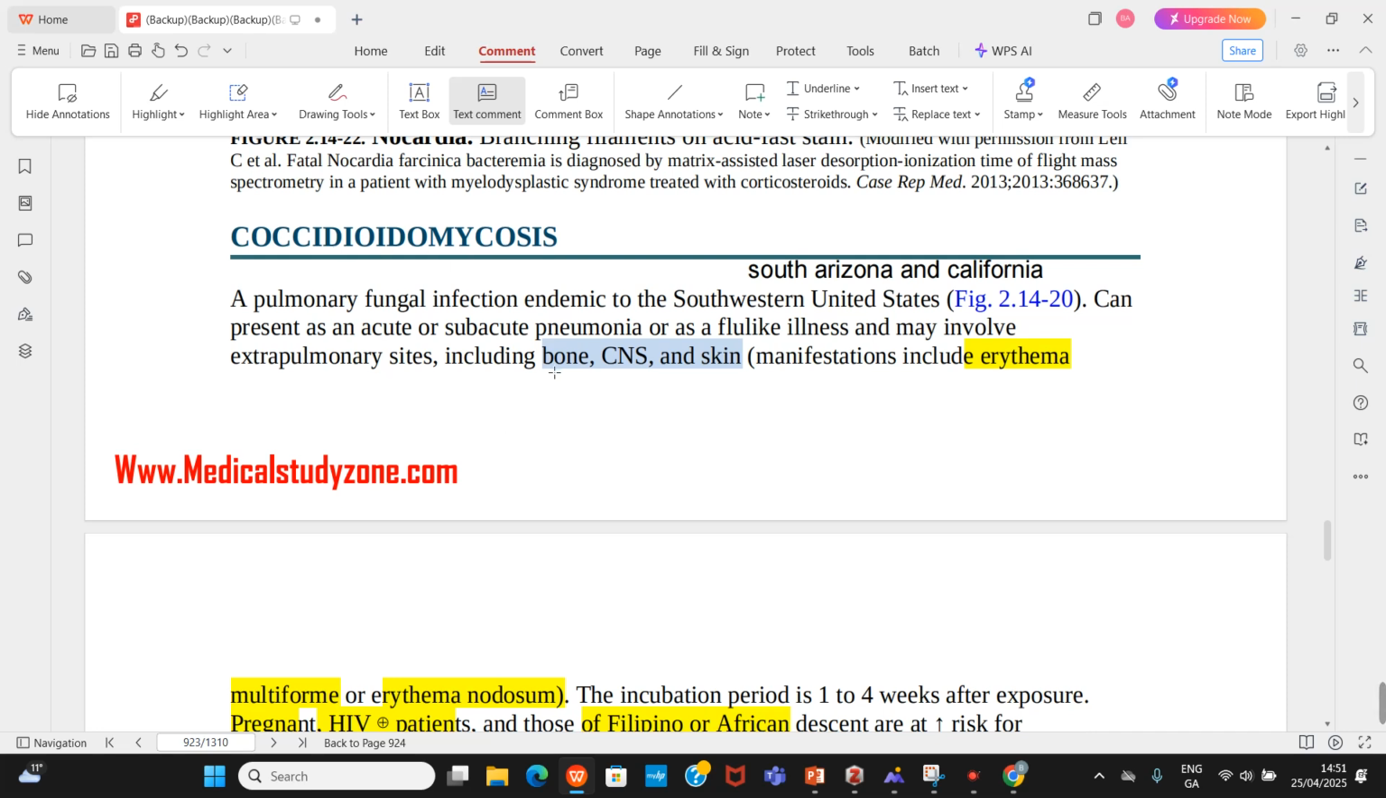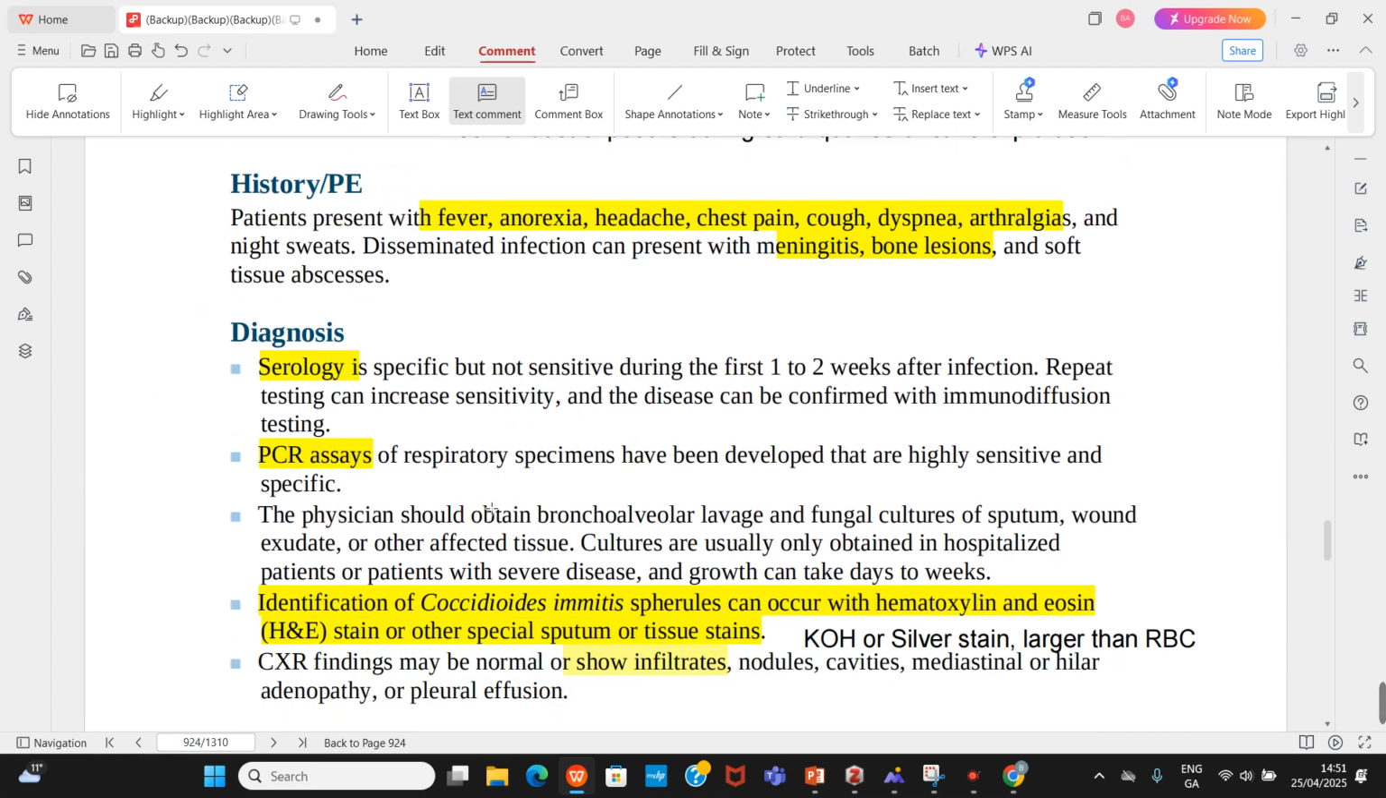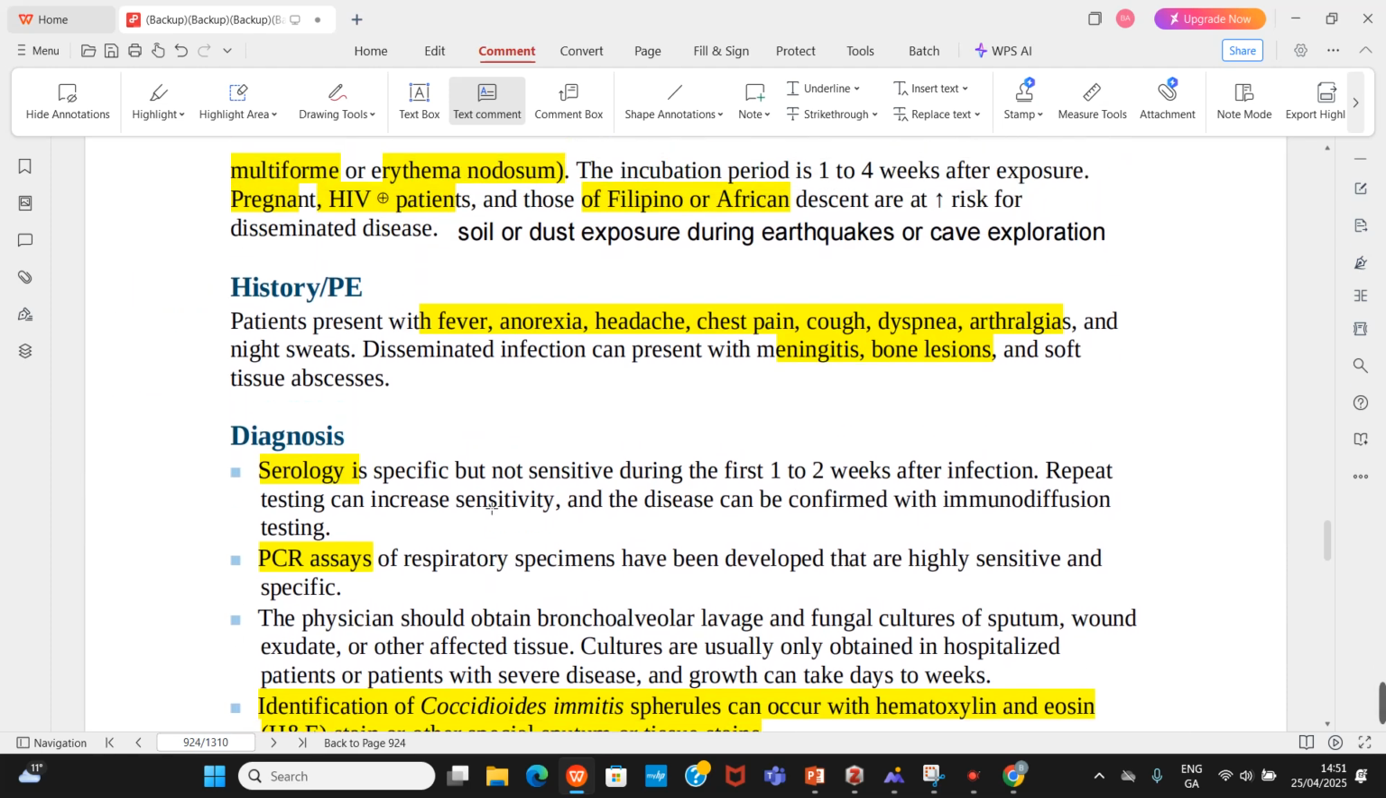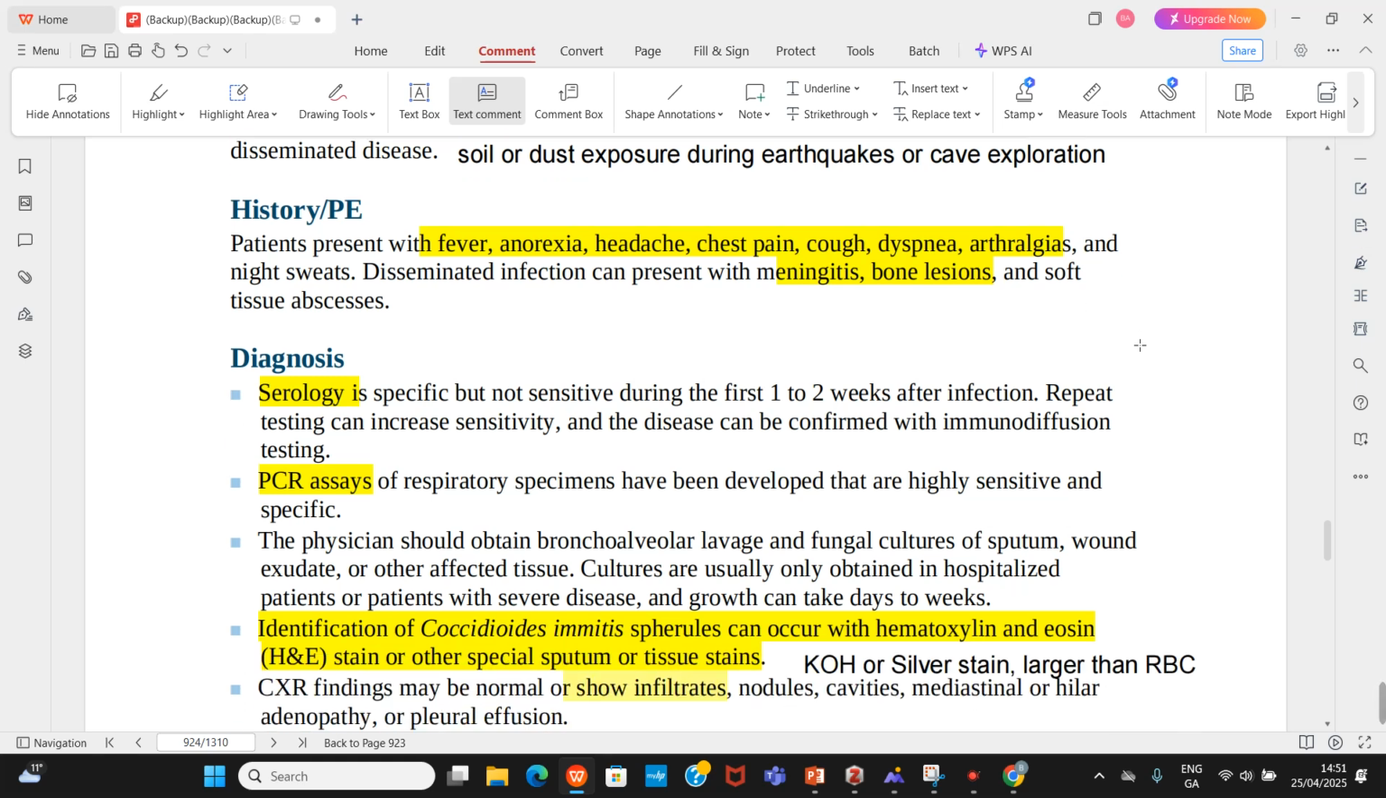Never forget that. The bone, the CNS, and the skin. The bone, the CNS, and the skin. So in the skin, they can have abscess, they can have erythema multiforme, they can have erythema nodosum.